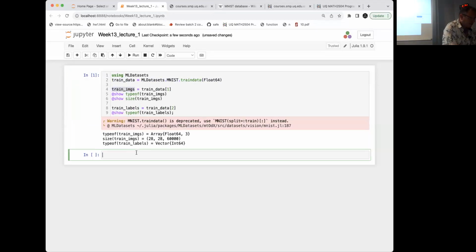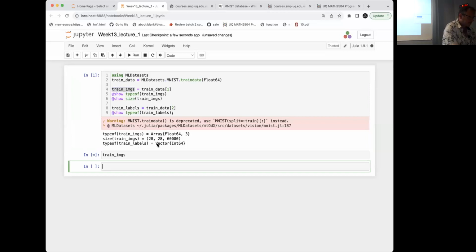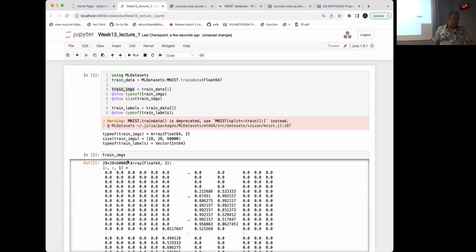So the train images is going to be big, of course. Train images is a tensor. It's a 28 by 28 by 60,000 tensor. What's a tensor? A tensor is just a matrix, not in the physicist sense, but a tensor is just a matrix with one more dimension. So you've got 28 by 28 and 60,000.